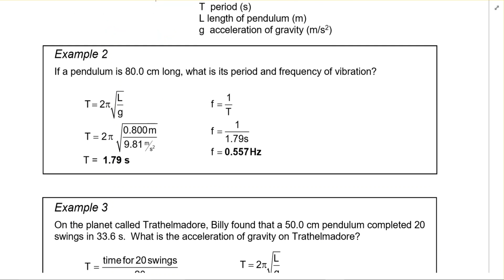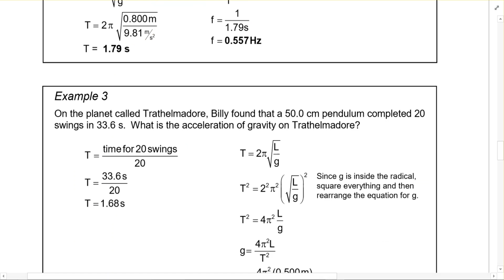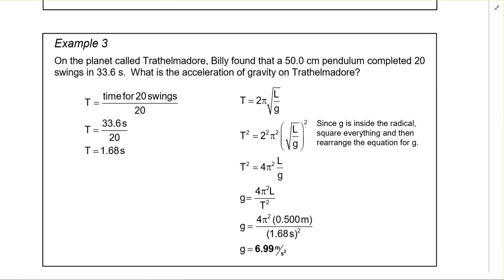All right. Then really the rest of this is just using this equation for the most part. So a pendulum is 80 centimeters long. What's the period and frequency of vibration? This one's just plugging it straight in and then knowing that frequency is equal to 1 over T. I'm going to let you look through this one as well.